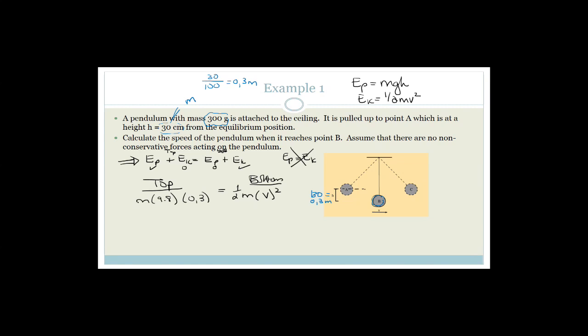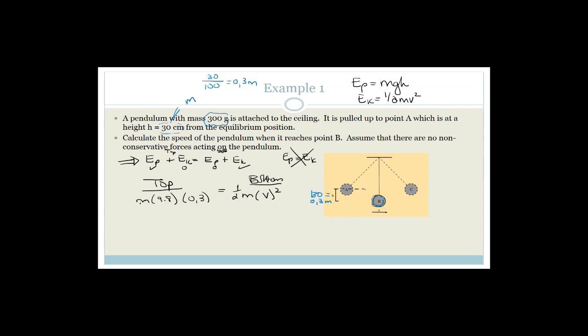Now, do you see that we've got an m here and an m here? And we also know that it's the same object. It says it's pulled to point A, which is then height, and then calculate the speed of the pendulum when it reaches point B. So this is the same object, okay? And it has a mass, they've said, of approximately 300 grams. So I could substitute in 0,3 here and 0,3 here. But do you agree that this mass is the same as this mass? None of the actual ball has been cut off. It hasn't dropped off some legs and arms. Nothing exciting has happened, okay? It's exactly the same mass.